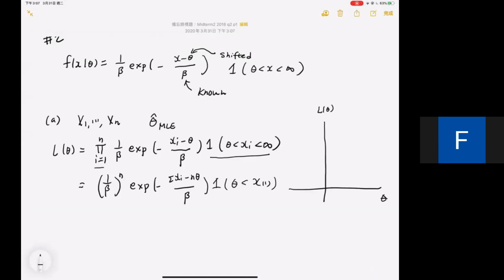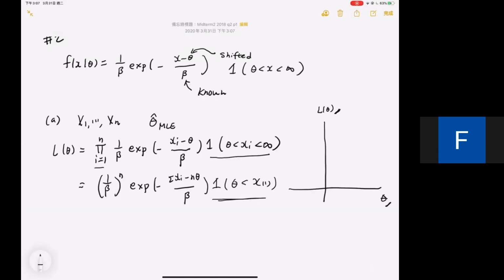Okay, so whenever you have this function right here, the whole function is not differentiable. So forget about doing differentiation on the likelihood function. Instead, you're going to draw a picture of L theta versus theta, finding out the MLE. Then you need to be smart.